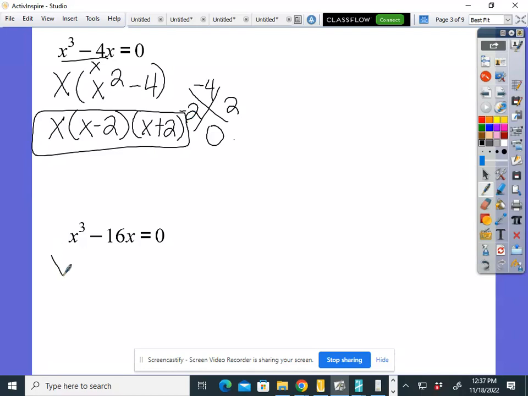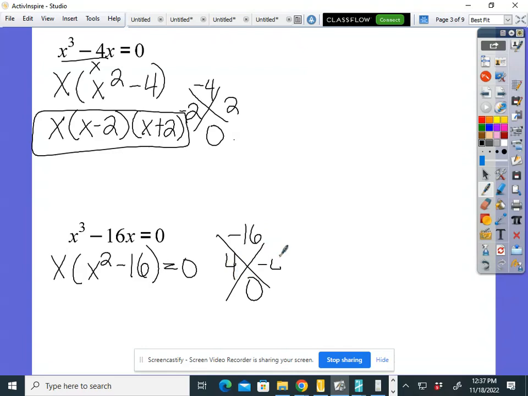The next one, factor out an x. Then what multiplies to negative 16, adds to 0, or negative 4.